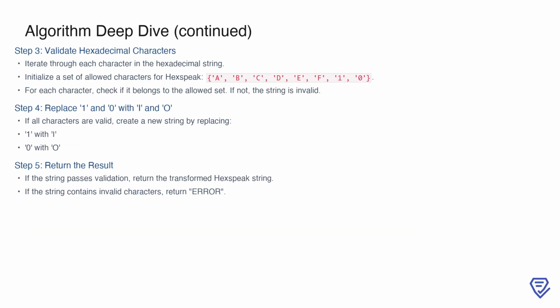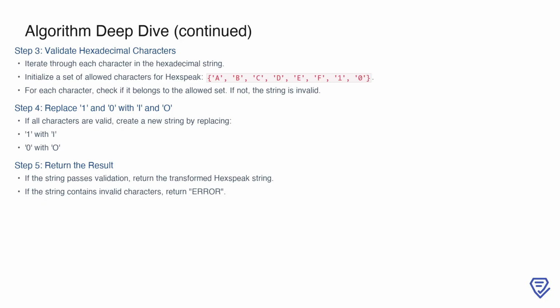Once we have the hexadecimal string, the next step is to validate its characters. To do this, we iterate through each character in the string and check if it belongs to the set of allowed Hexspeak characters, which includes A, B, C, D, E, F, 1, and 0. This approach ensures that any disallowed character, such as 2 or 3, will immediately mark the string as invalid. If all characters pass validation, we proceed to the transformation step, where we replace the digits 1 and 0 with their Hexspeak equivalents, I and O, respectively.